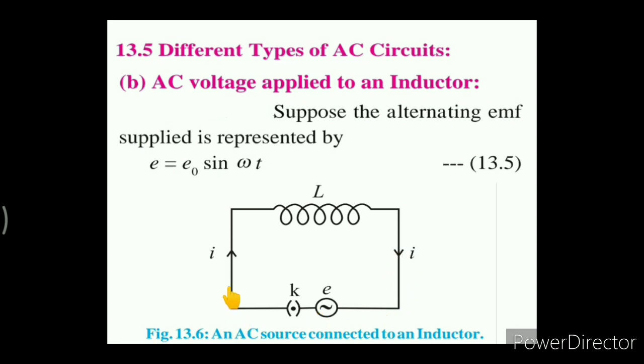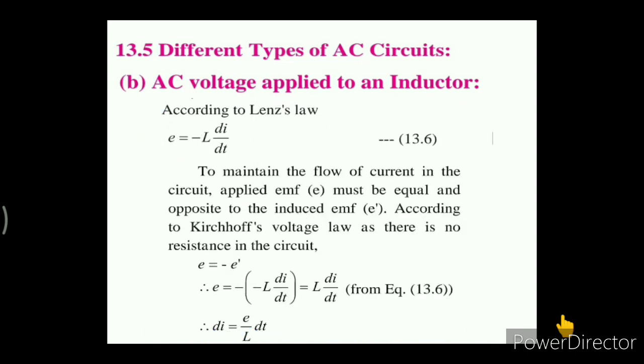So by using Kirchhoff's law of electricity, the law of voltage is given that the instantaneous value of the applied EMF E plus back EMF is equal to 0. And hence, we know that according to Lenz's law, the back EMF is equal to minus L di upon dt. So here we can say that E plus back EMF is equal to 0 as per Kirchhoff's law of electricity.